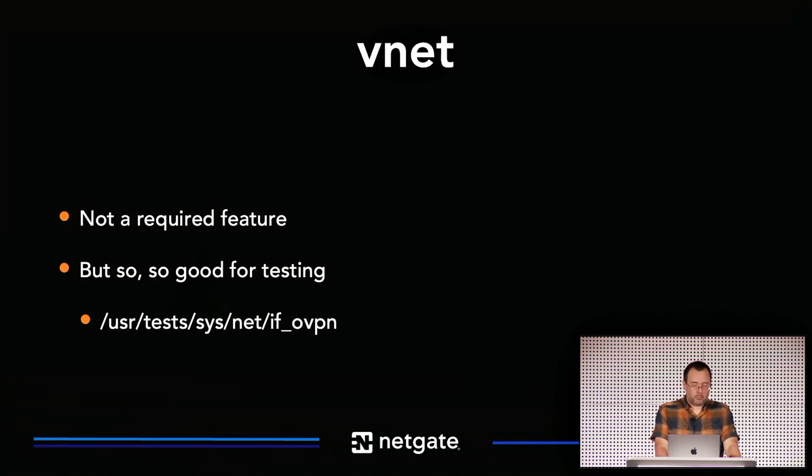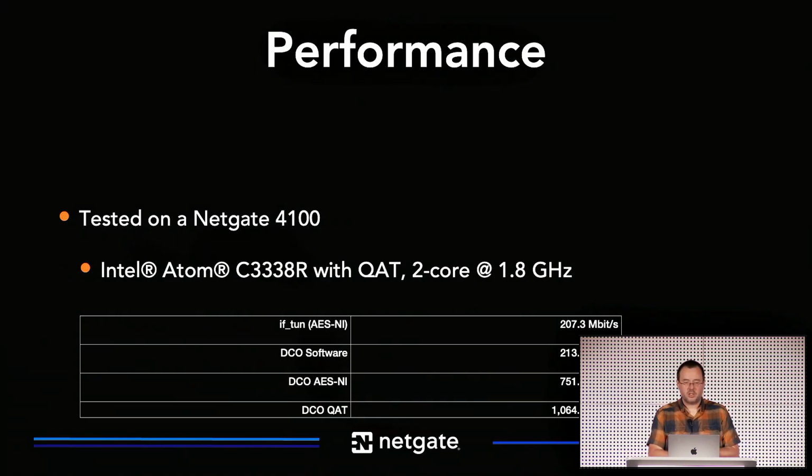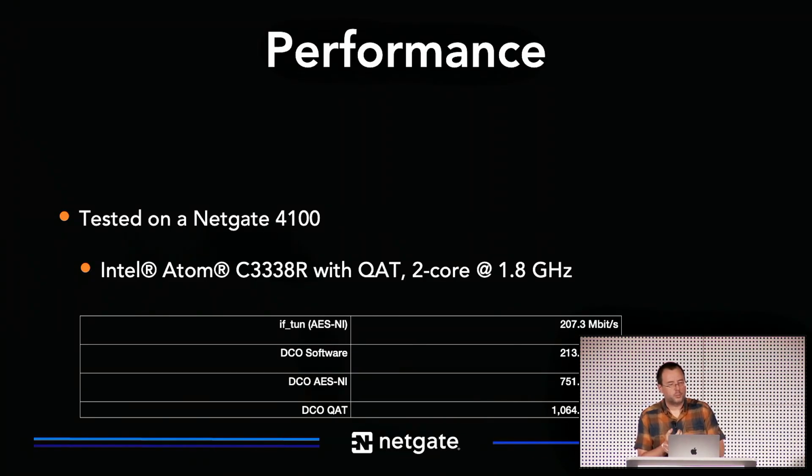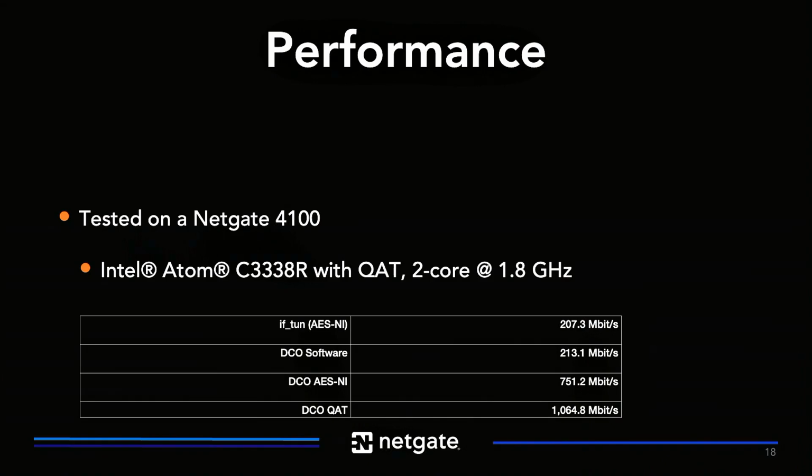Now, I've bored you enough with all of the implementation details. You're all here to see numbers, so let's take a look at some numbers. These were tested on a Netgate 4100. It's a firewall appliance. It comes with an Intel Atom C3338R CPU, which has QAT, Intel's cryptographic offload technology. Quick Assist Technology is what they call it. It's a 2-core 1.8 gigahertz AMD64 machine.